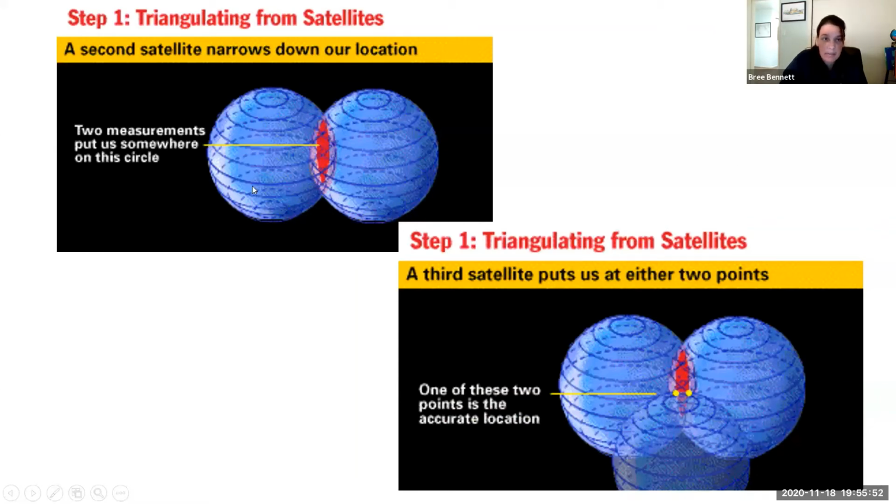Here's another image, a little bit blurry, of that sphere as an LOP instead of an arc or a line. As we get these spheres, the center of that sphere is the satellite that it's getting a distance from using that time signal.